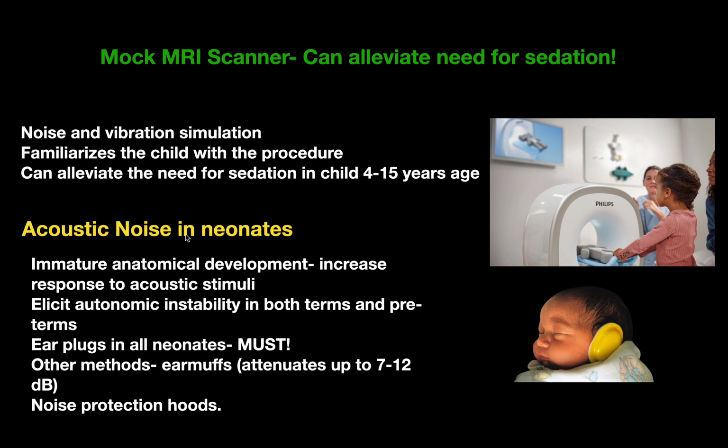Acoustic noise in the unit can increase the response to acoustic stimuli because of the immature anatomical development of the ear. It can elicit autonomic instability in both term and preterm babies, and that's why earplugs in all neonates are a must. We can give other methods like earmuffs, which can attenuate 7 to 12 decibels of the noise, and a noise protection hood can be given. So these are the safety recommendations for the neonates.